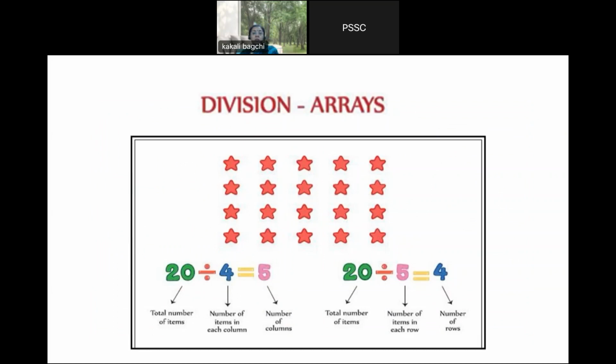Similarly, division, 20 by 4 in one case is being divided by the number of columns. You will get back number of rows. And where you are dividing by number of rows, you will get back number of columns.